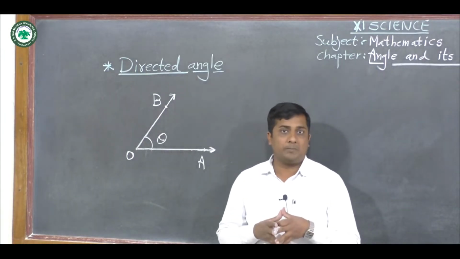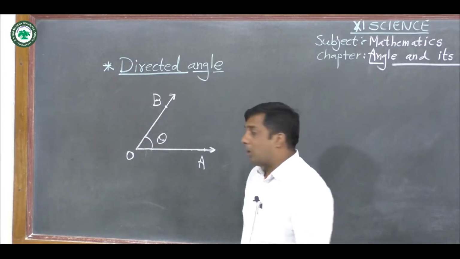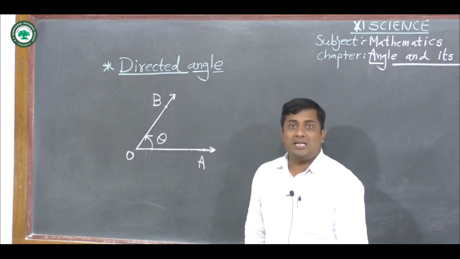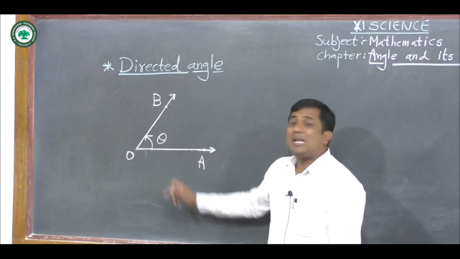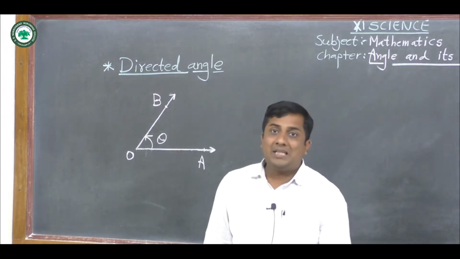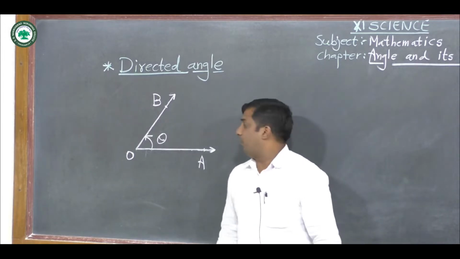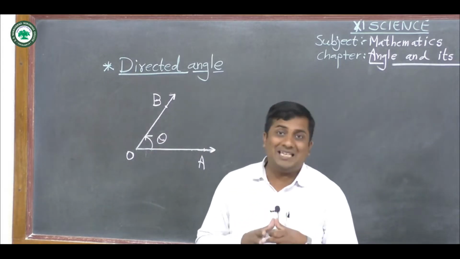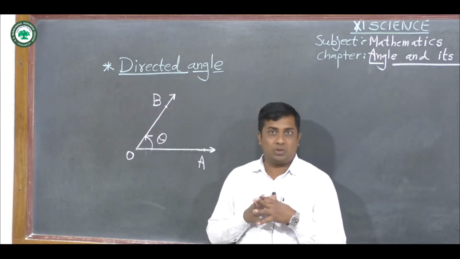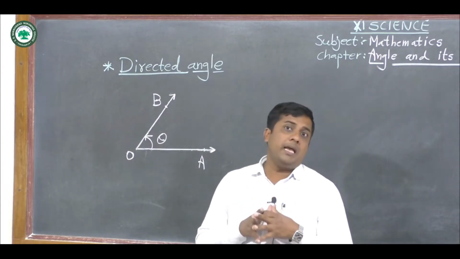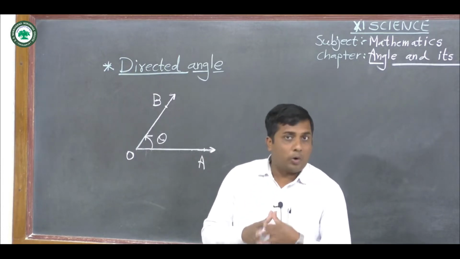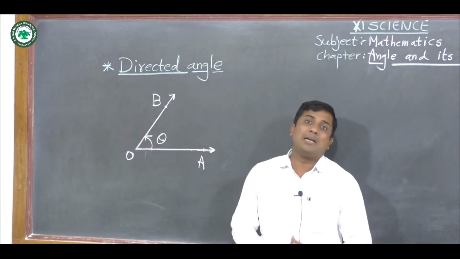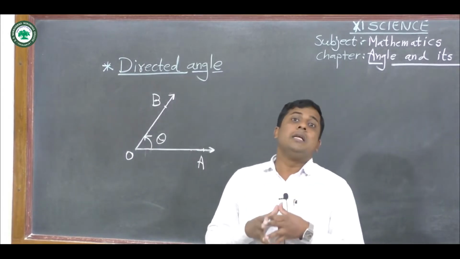So remember this point. Here we consider the rotation anti-clockwise. If the rotation is anti-clockwise, then the angle generated in between ray OA and ray OB is always positive. If our rotation is clockwise, then the angle generated in between our given rays is always negative.